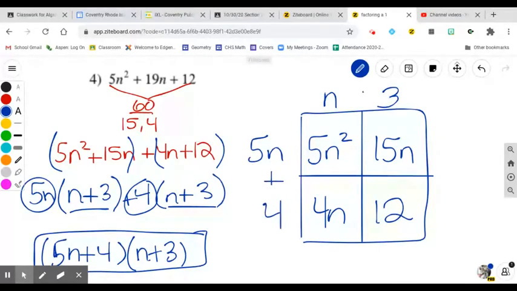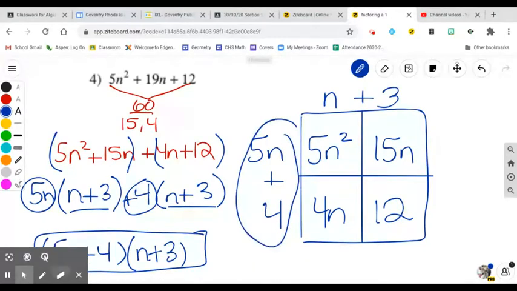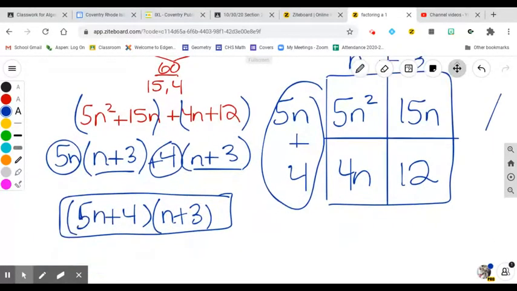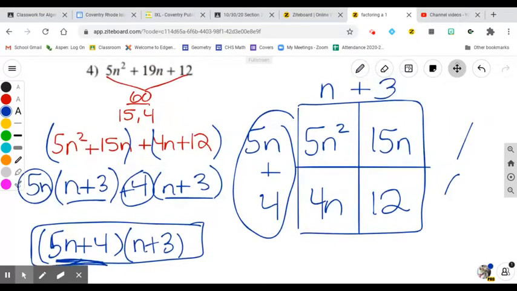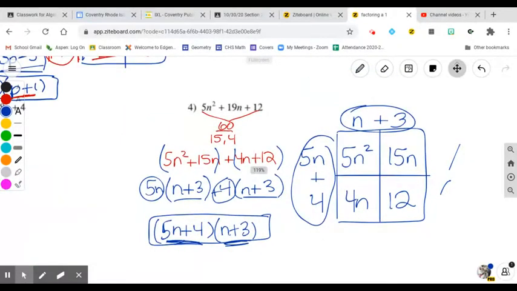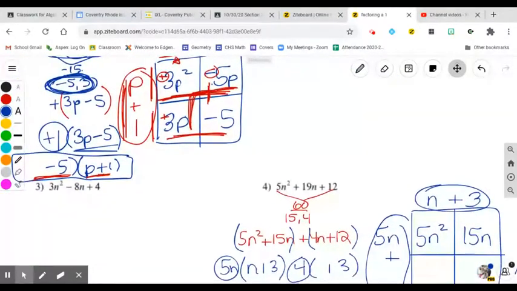Since none of them are negative, it's all positive. Notice 5n plus 4 matches here. Whoops. Matches here. And then the n plus 3 right here matches right here. And so that's your answer either way. I do want to remind you about how if you have a negative in the front, you have to take out a negative GCF.